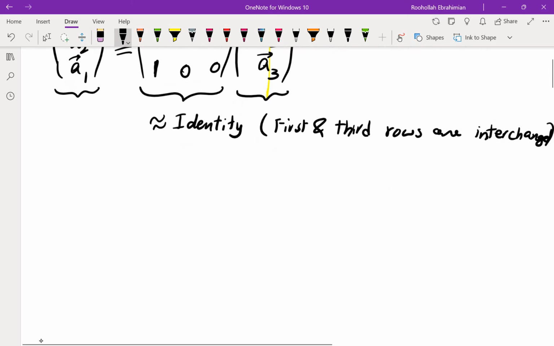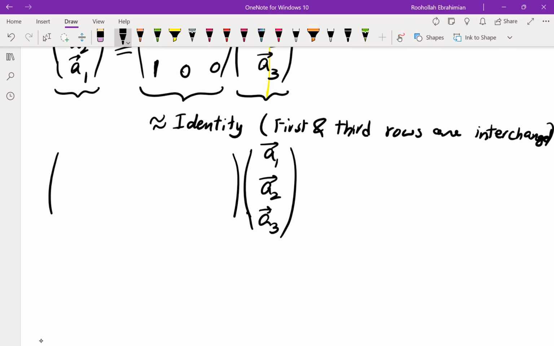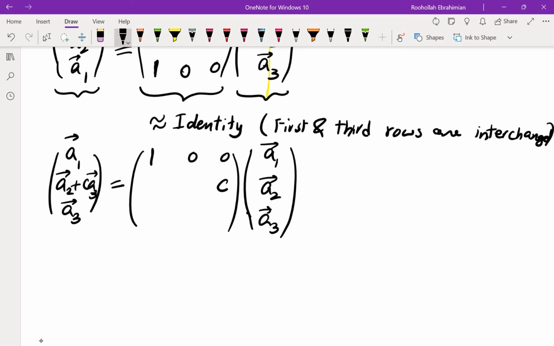Now look at row addition. If I look again at matrix A1, A2, A3, let's say I add a multiple of the third row to the second row. So A2 plus C·A3, and I don't change the other two rows. I'm not changing the first row, so I have to multiply it by 1, 0, 0, which keeps the first row intact. I'm adding C times the third row to the second row.